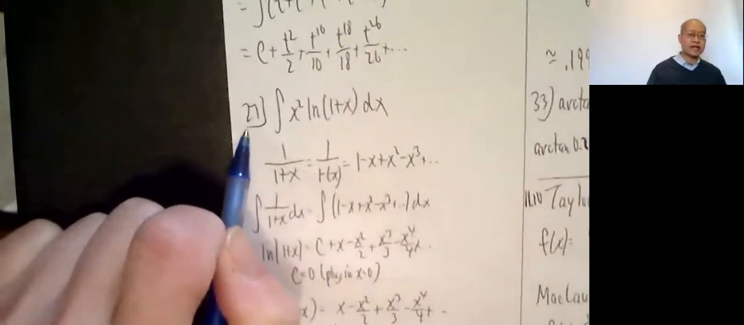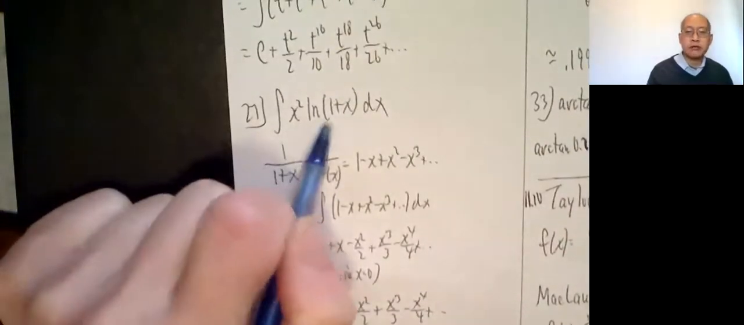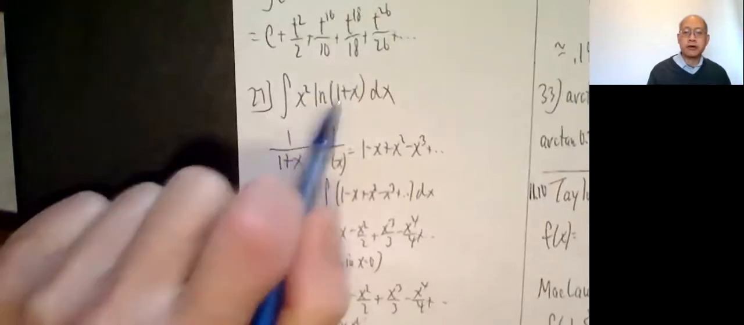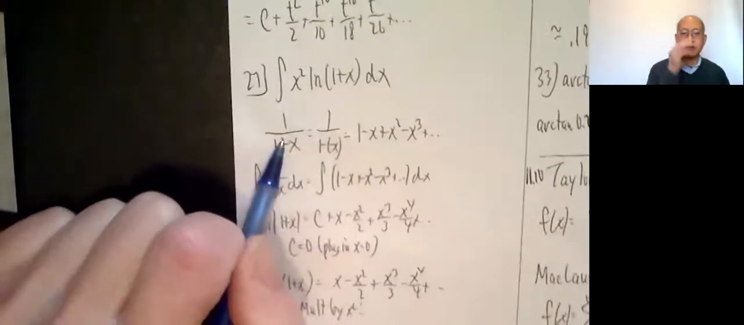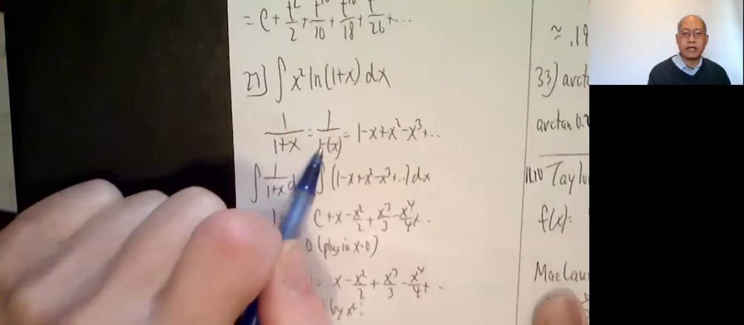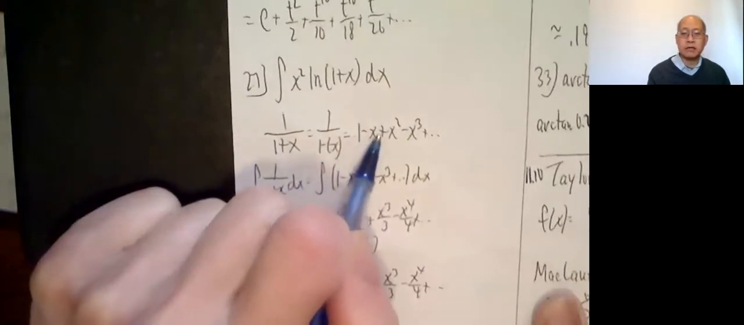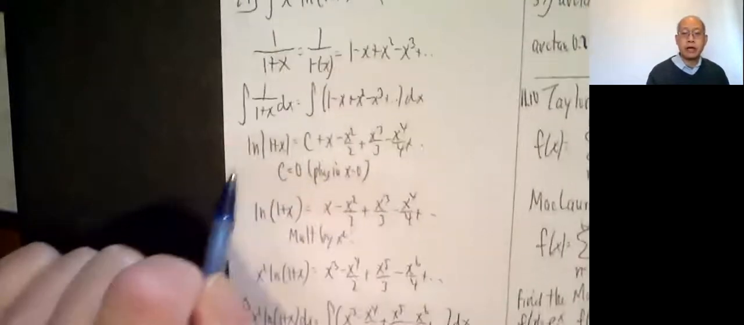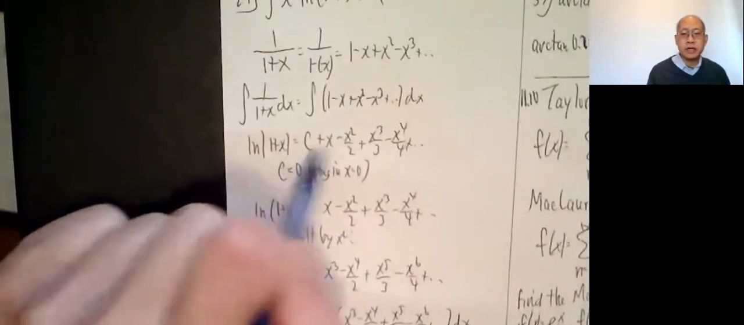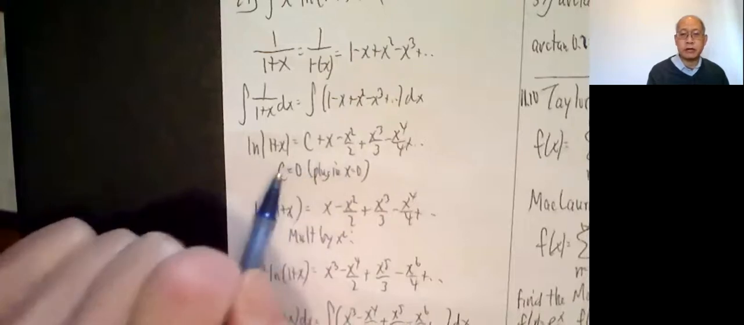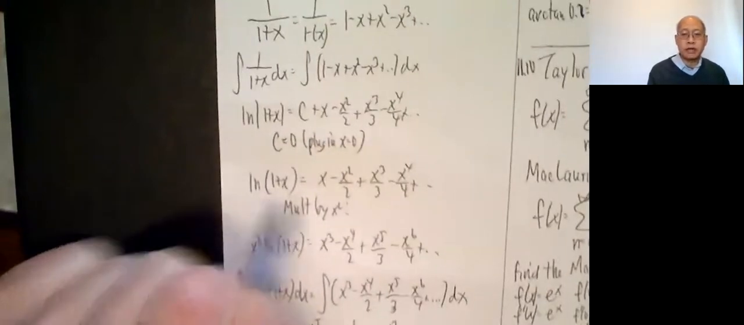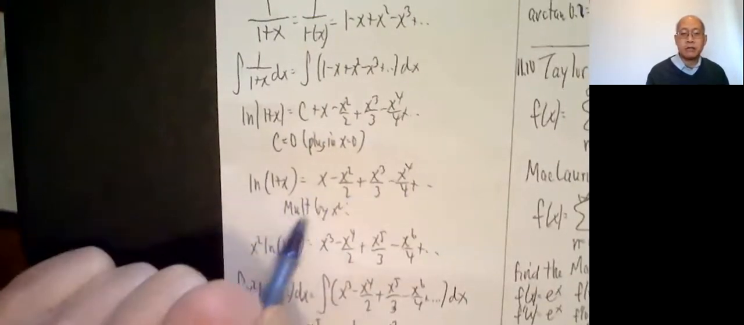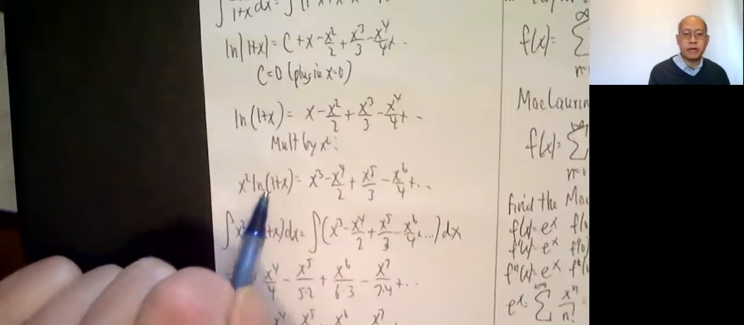Okay, 27, x squared ln 1 plus x. So start off by figuring out ln 1 plus x, which is the integral of 1 over 1 plus x. That's 1 over 1 minus negative x, which gives 1 minus x plus x squared minus x cubed. So integrate, ln absolute 1 plus x is all that. We've seen this before. Plug in 0, C is 0. So ln 1 plus x is all that. Multiply both sides by x squared. I have to make it look like that. So x squared ln 1 plus x.